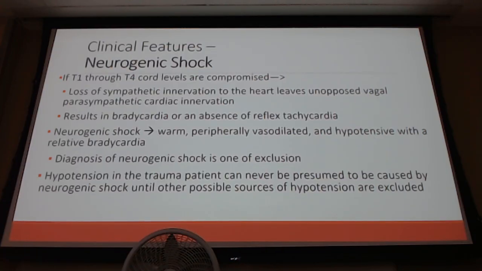Depending on where that lesion is, you can lose cardiac innervation, or you get unopposed vagal parasympathetic innervation. So that's what results in bradycardia or the absence of reflex tachycardia, which is what your body normally should do. These ones are going to have warm, dilated skin findings on exam, and then there'll be hypotension with the relative bradycardia. But like I said, it's one of exclusion. Assume hypotension in the trauma patient is hypovolemia.